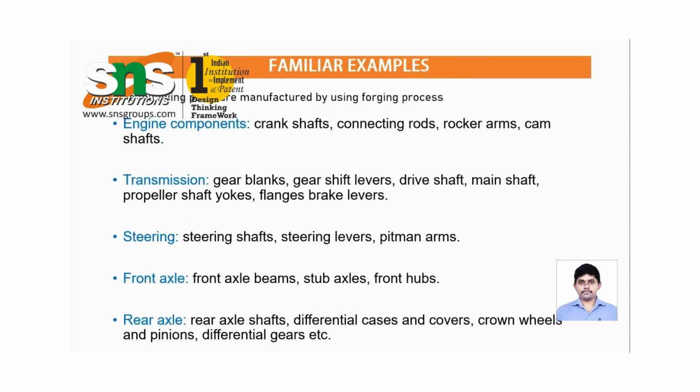Some examples of components made by forging: in engine components, we have crankshafts, connecting rods, rocker arms and camshafts. In transmission, gear blanks, gear shift levers, drive shaft, main shaft, shaft yokes, flanges and brake levers are manufactured. In steering, you have the steering shaft, steering levers and pitman arms. For the front axle, there are stub axles and treads, and for the rear axle, there are differential cases.